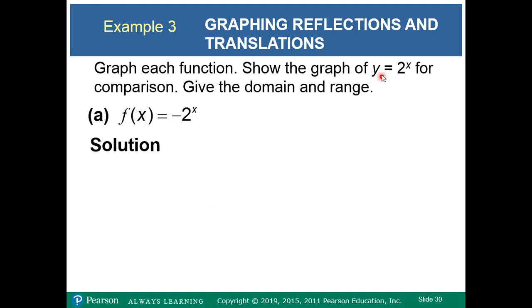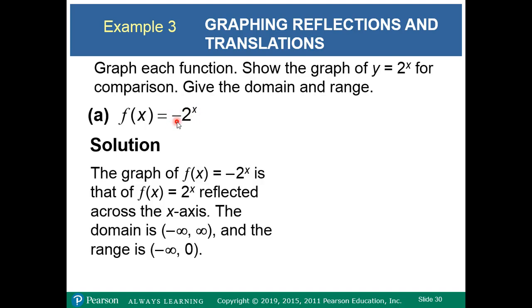Okay, graph the function. So here we go. We got negative 2 to the x. This is negative outside the power, so this is a reflection. It's going to be reflected down across the x-axis. So it's going to be the same graph reflected across the x-axis. This means the domain is still all real numbers, but now the range is going to be all negative real numbers, because it's reflected down below the x-axis.